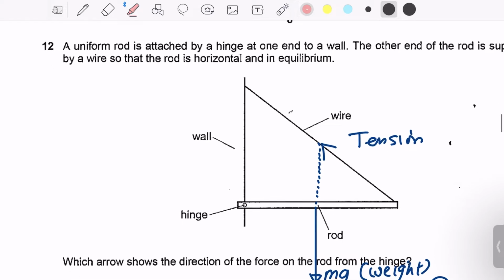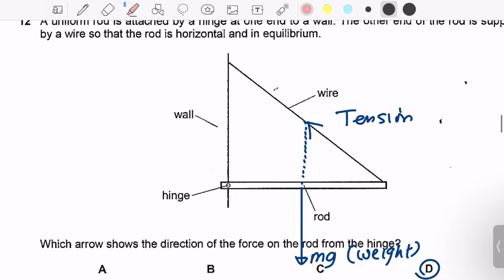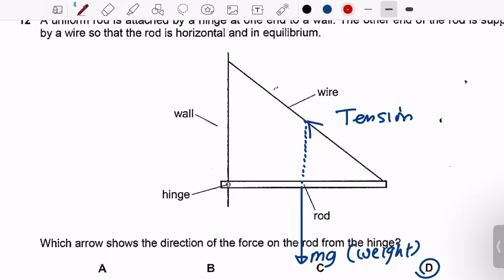Question number 12. A uniform rod is attached by a hinge. Okay, there's a uniform rod. Uniform means the center of gravity is at the center. So the weight of the object is like this. I will mark it as mg. And on this string there's a tension. Now let's think, there are three forces. What are those three forces? One is tension, one is the weight of the rod, and there's a force on this hinge. Now three non-parallel forces.